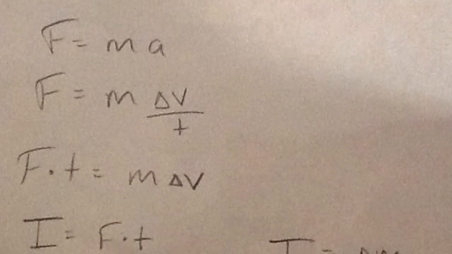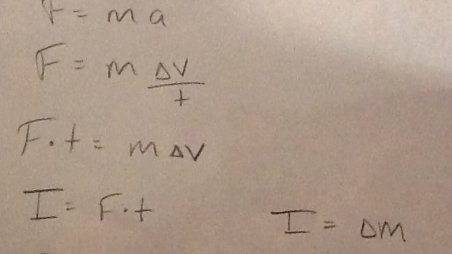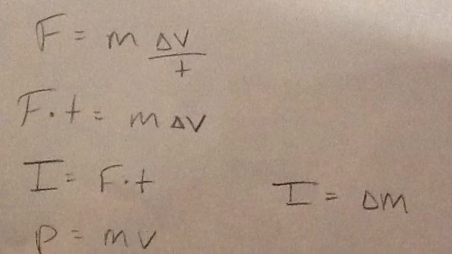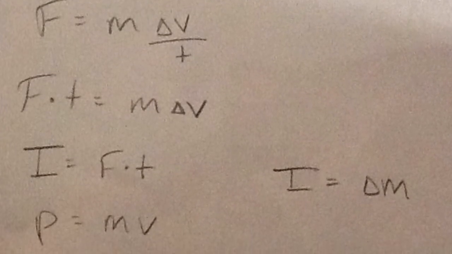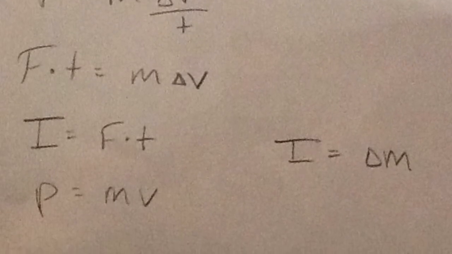This chart shows the relationship between impulse and momentum, where force equals mass times acceleration, and acceleration is equal to the change in velocity over time. If you multiply the time away from the right side and put it on the left, you get force times time, which is equal to impulse, and mass times the change in velocity, which is just equal to momentum.